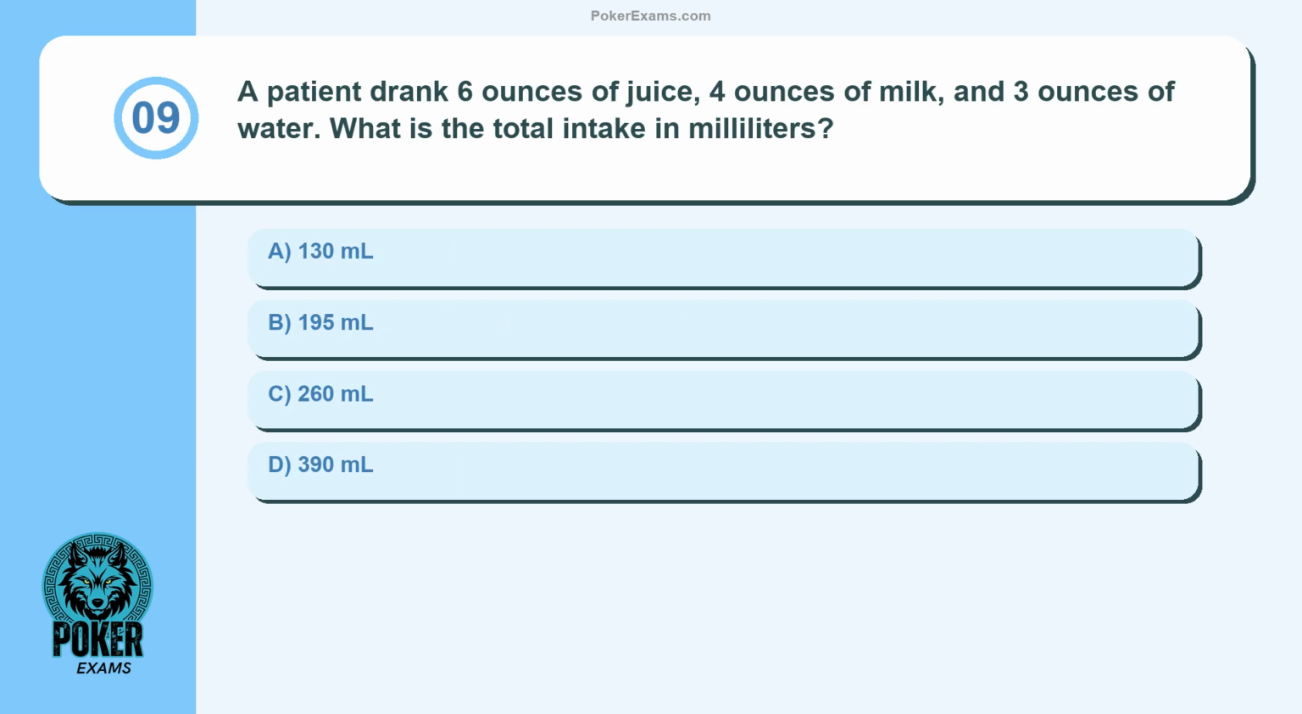Question 9. A patient drank 6 ounces of juice, 4 ounces of milk, and 3 ounces of water. What is the total intake in milliliters? 130 milliliters, 195 milliliters, 260 milliliters, 390 milliliters.